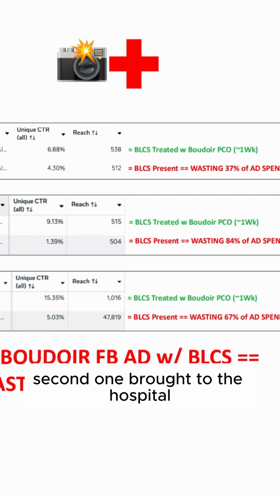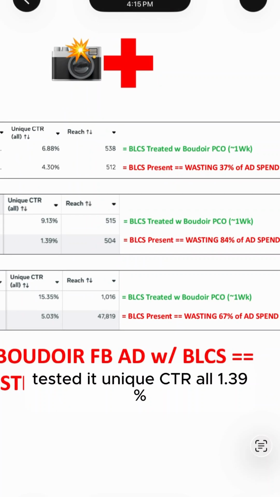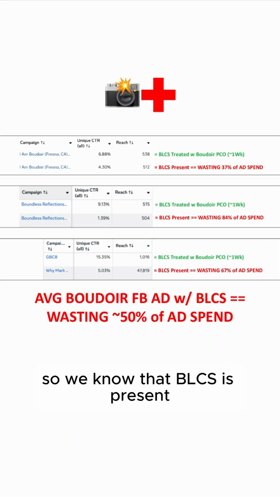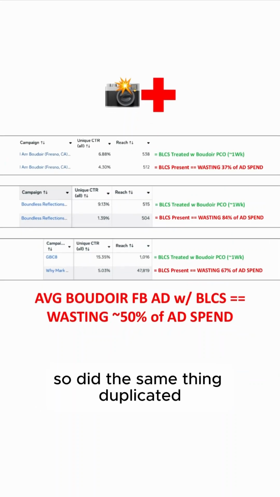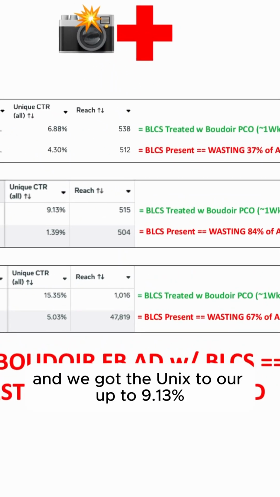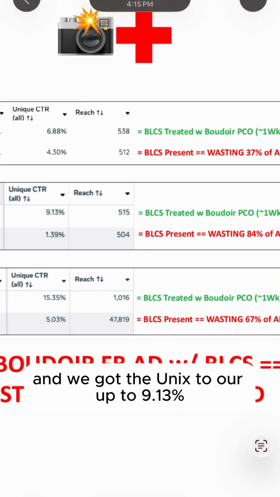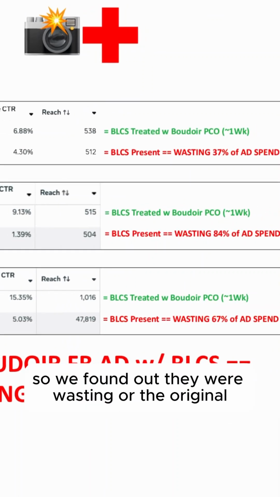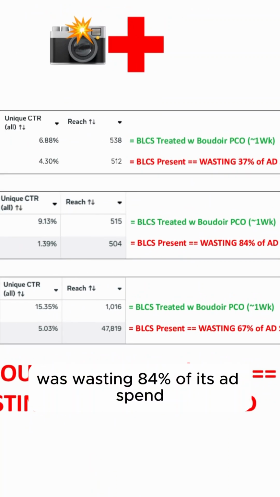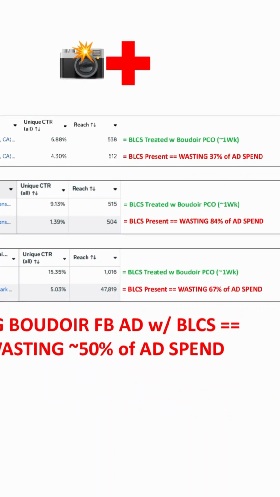Second one, brought it to the hospital, tested it, unique CTR 1.39%. So we know that BLCS is present. Same thing: duplicated it and treated it with Boudoir Pico. It takes about a week, and we got the unique CTR up to 9.13%. So we found out the original was wasting 84% of its ad spend.